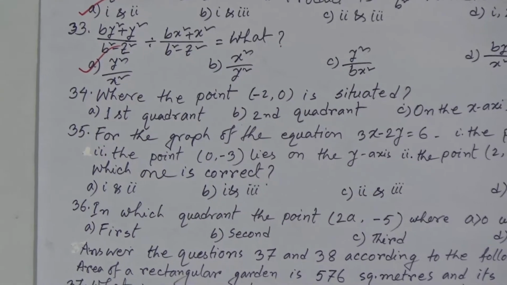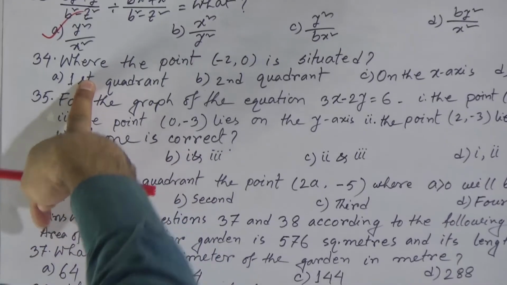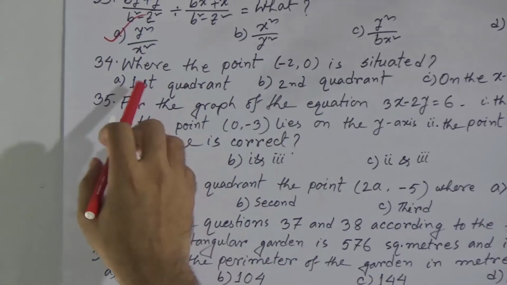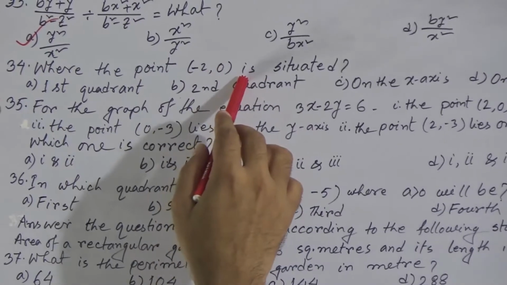Now, we have to check B. Now we have to go to question 34. What is 34? Where is the point minus 2, 0 situated?